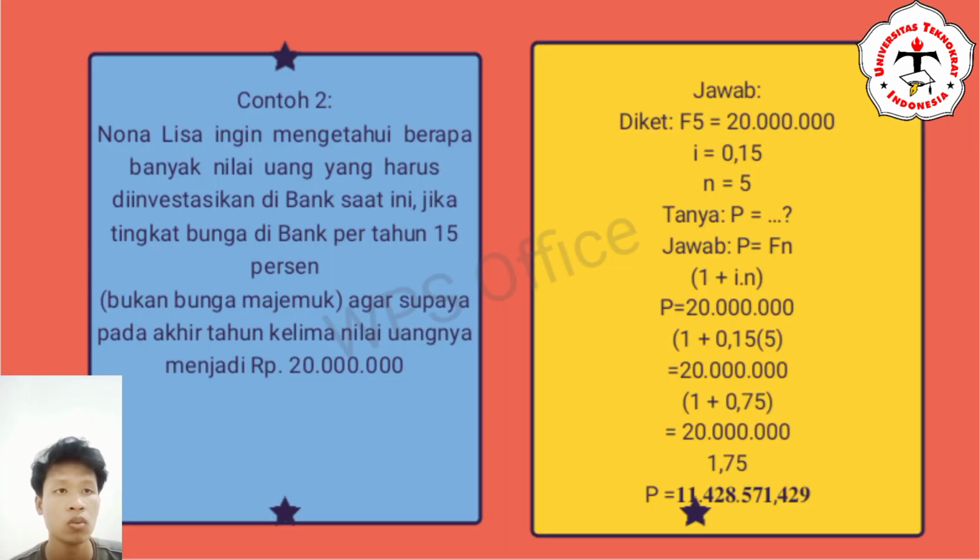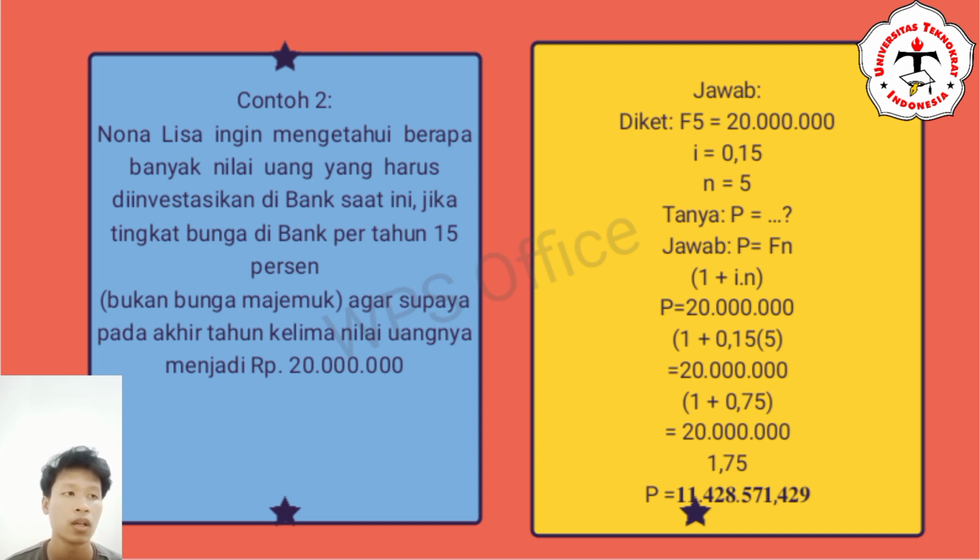Contoh 2, Nona Lisa ingin mengetahui seberapa banyak nilai uang yang harus diinvestasikan di bank saat ini jika tingkat bunga di bank per tahun 15%, bukan bunga majemuk, agar supaya akhir tahun kelima nilai uangnya menjadi 20 juta. Jawab, diketahui F5 sama dengan 20 juta, i sama dengan 0,15, n sama dengan 5. Tanya P sama dengan, jawab P sama dengan Fn dalam kurung 1 plus i kali n.